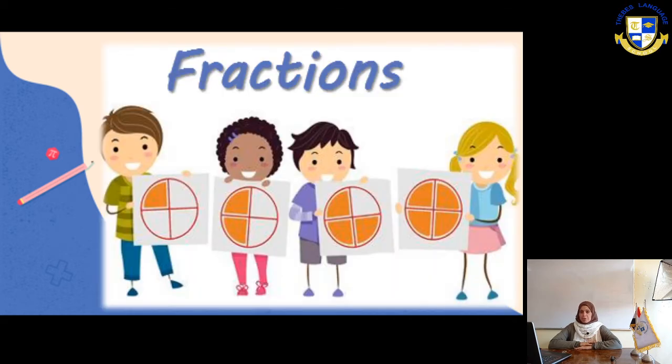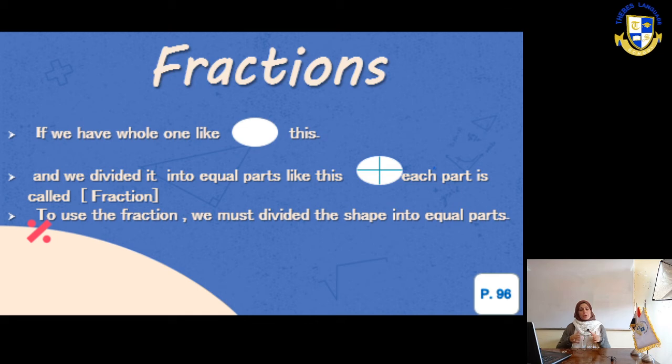Let's talk more about the fractions. If we have a whole, it's like this. So if we divide this whole into 2 equal parts, the whole is divided into 2 equal parts. Each part is called a fraction. To use the fraction, we must divide the shape into equal parts. It has to be equal parts. Like this one from page 96.